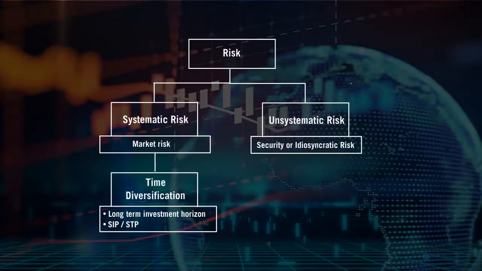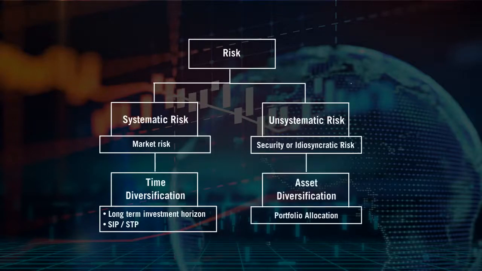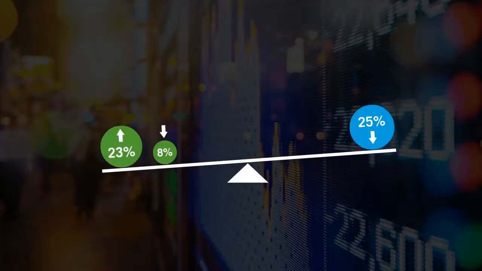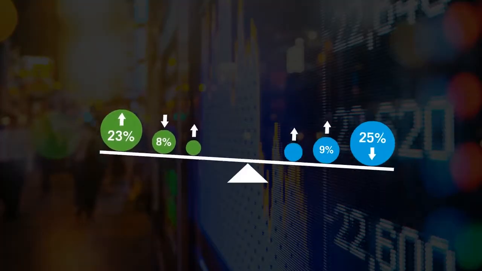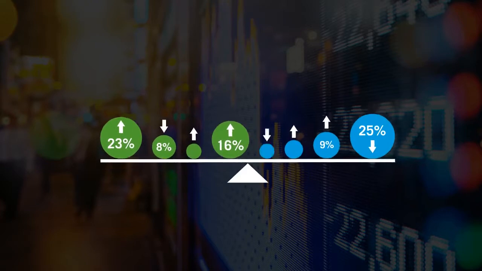For unsystematic risks, which affect only a specific stock or group of stocks, the mitigation strategy involves asset diversification through portfolio allocation. A well-diversified portfolio with a variety of securities from across sectors can help mitigate the overall idiosyncratic risk in the portfolio.